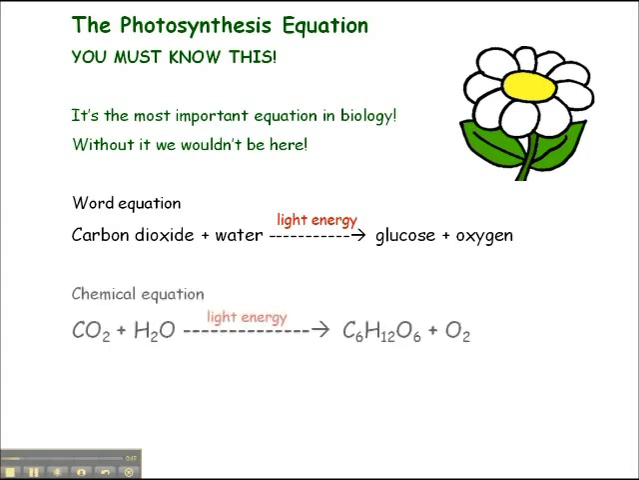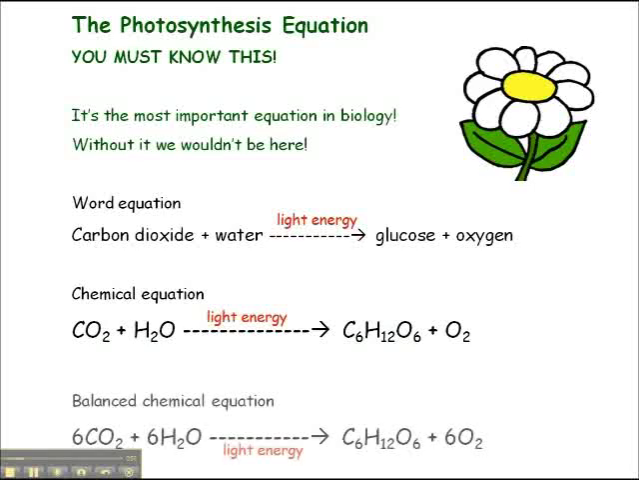Let's just have a look at that in terms of chemicals. The one on the right with all the big numbers is glucose, C6H12O6. And let's have a look at a balanced version of that. Okay, and on we go.